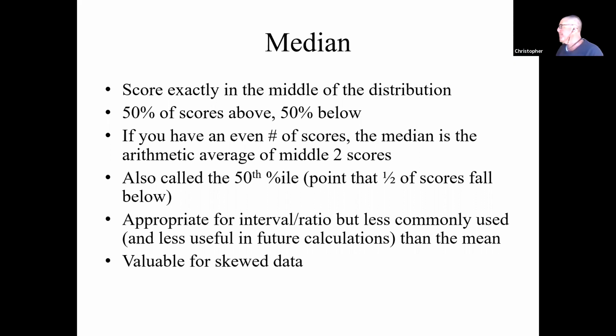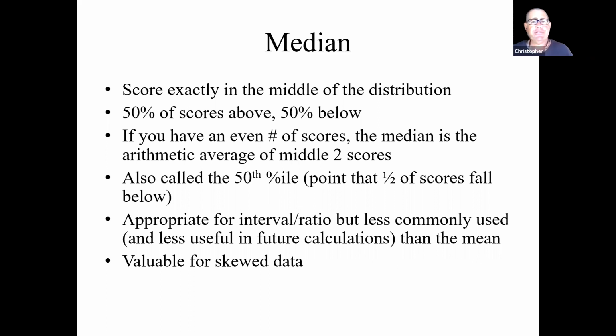The median is the score that's exactly in the middle of the distribution. That means half of the scores are above, half of the scores are below. If you have an even number of scores, the median is just going to be the arithmetic average of those two middle points. The median is also called the 50th percentile. You may be familiar with things like percentiles from standardized tests. One of the ways they give you your results is in terms of a percentile. Say you scored in the 85th percentile. 85th percentile would be the score where 85% of people scored below you. So the 50th percentile would be, half of the scores are below.